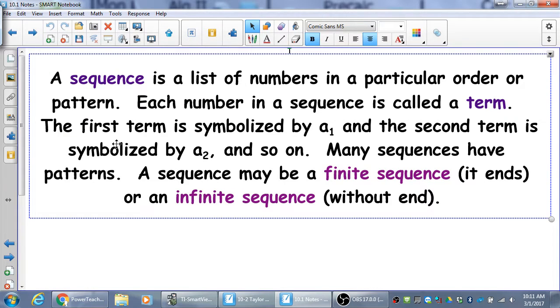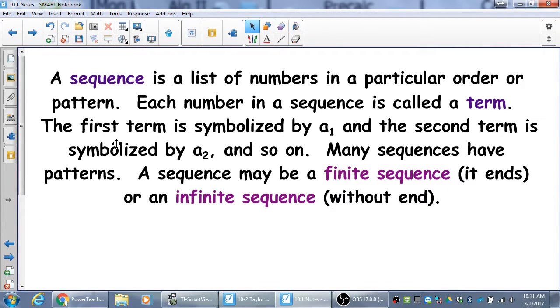There we go. A sequence is a list of numbers. I mean, we could stop there. It's a list of numbers, and then we go on in a particular order or pattern. Usually, it doesn't have to be. Each number in a sequence is called a term.